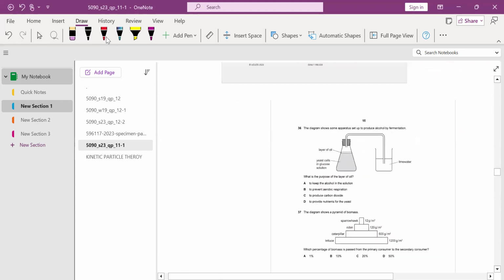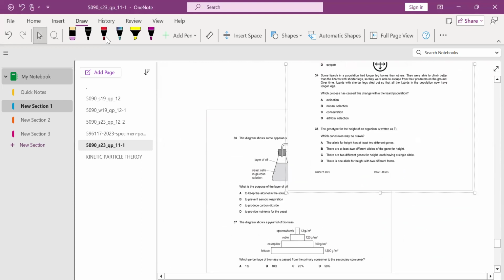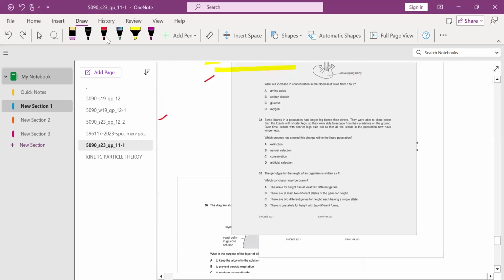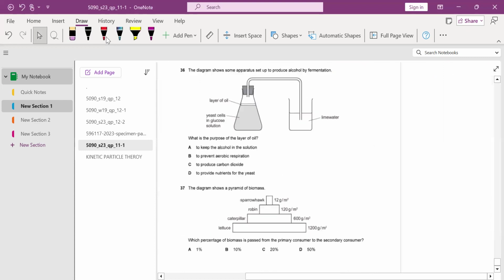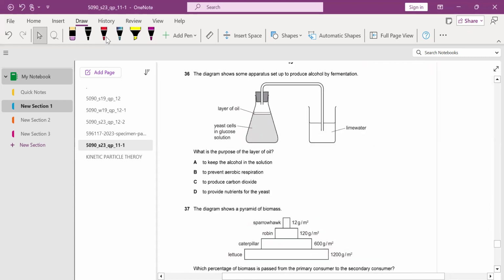Question number 36. The diagram shows some apparatus set up to produce alcohol by fermentation. What is the purpose of the oil layer? So the purpose of the oil layer is to prevent aerobic respiration, which is option B.